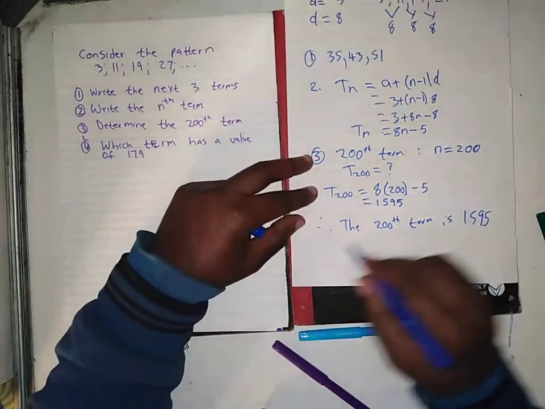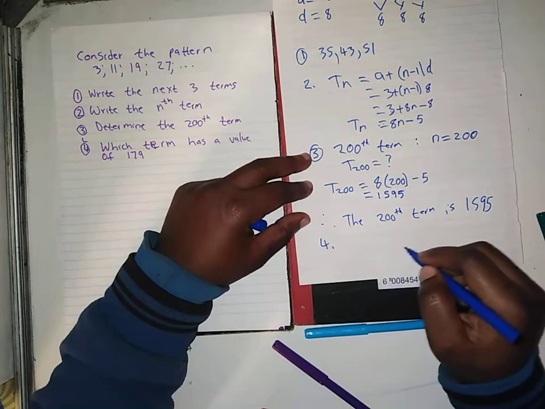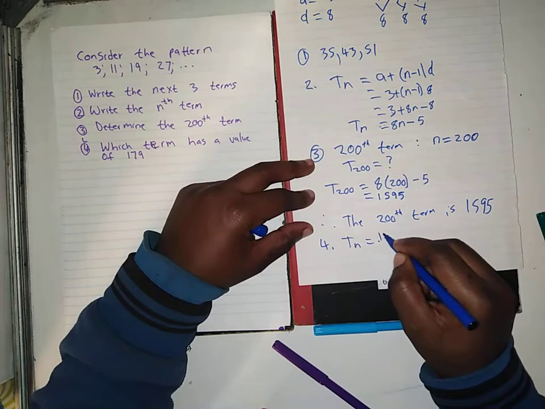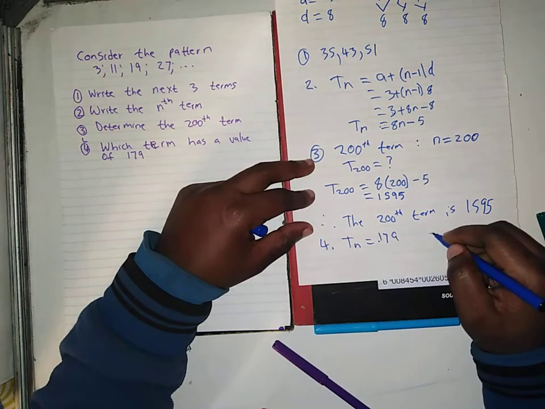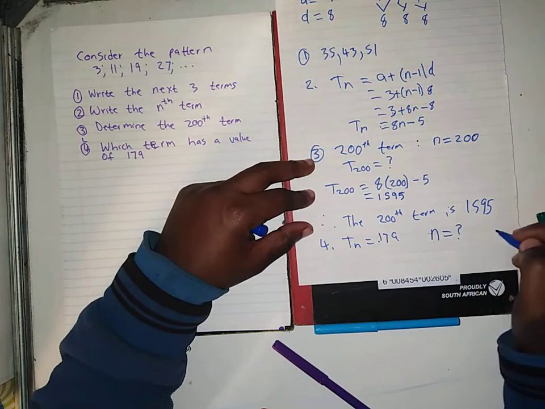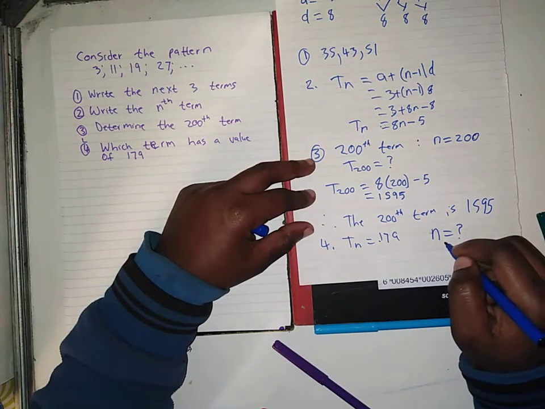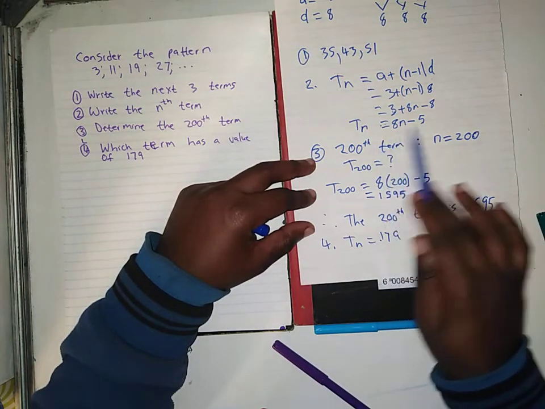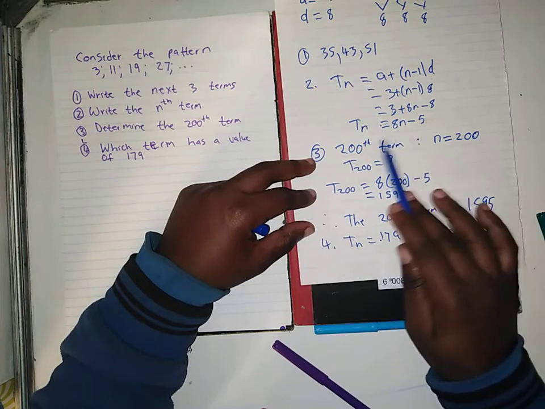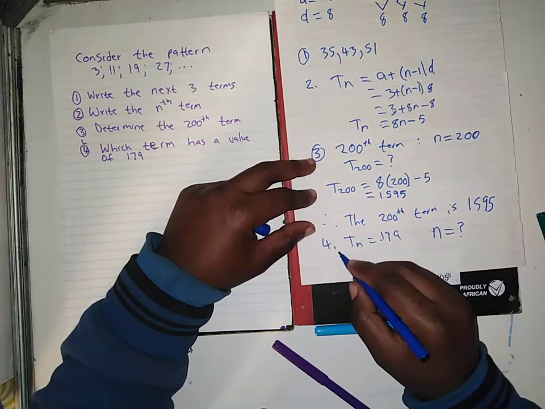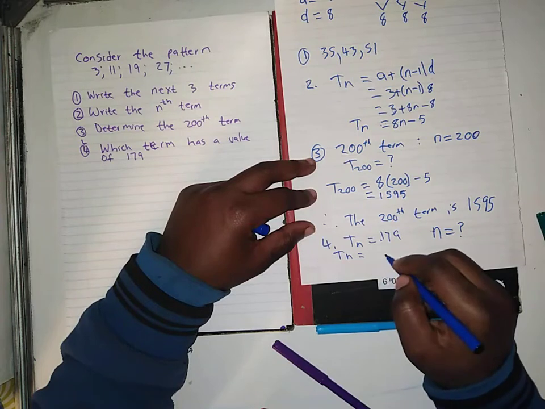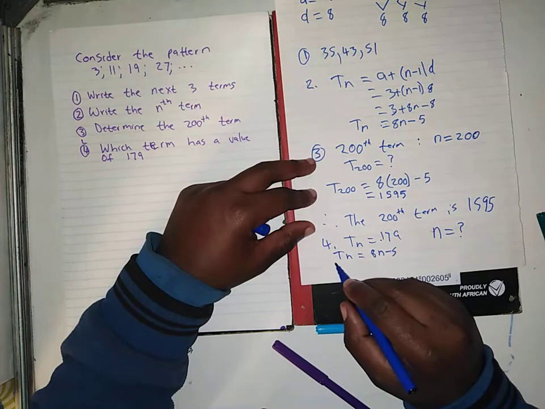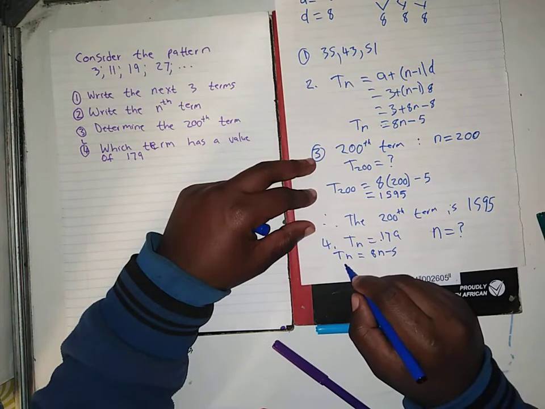And then they say number 4, which term has a value of 179? So number 4, as we saw earlier, we've got Tn, which is 179, but the n that comes with it, we do not know. That's exactly what we want to find. So how are we going to find it? We're going to take our nth term, our general equation for this sequence, and say Tn is equal to 8n minus 5. And our Tn, we already know it's 179.